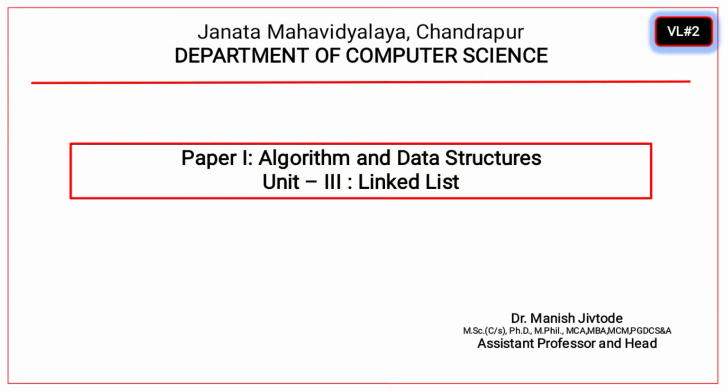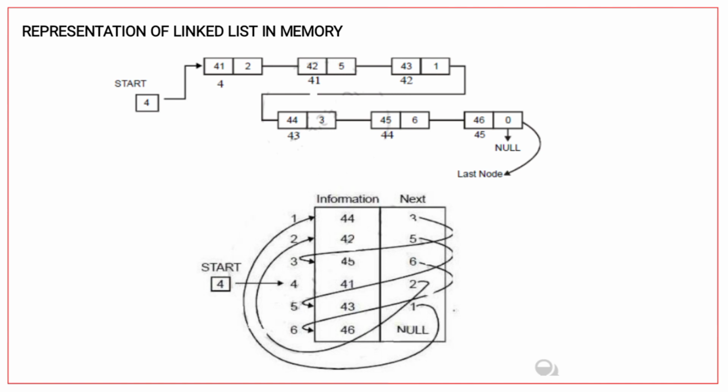Topic is representation of linked list in memory. Let list be a linked list. It can be represented in memory by using two linear arrays respectively known as info and link, such that info of k and link of k contains the information of the element and the address of the next node in the list.